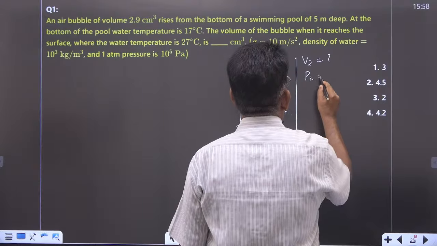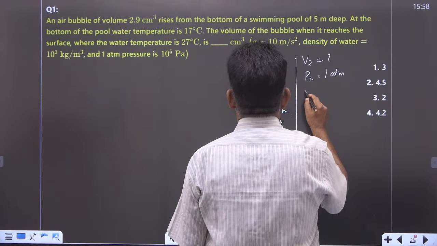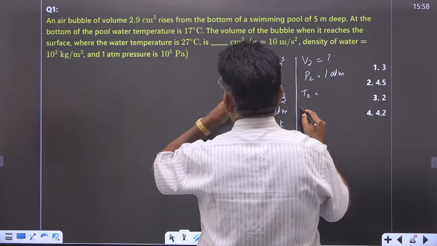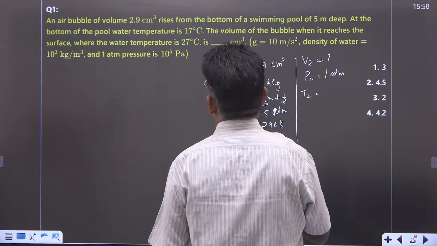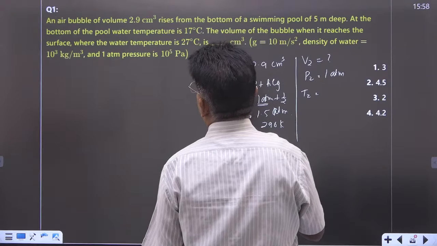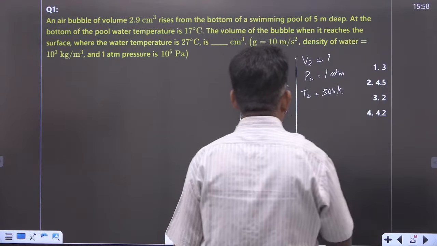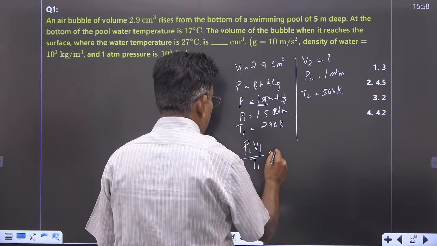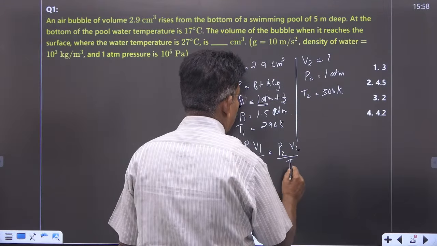Pressure when you come to the top, that is atmospheric pressure, 1 atmosphere. Then temperature at the top is going to be 27 degrees Celsius. The temperature is 27 means 300 Kelvin. Now it is a direct formula: P1 V1 by T1 is equal to P2 V2 by T2.